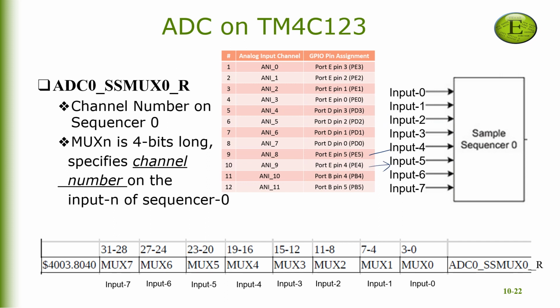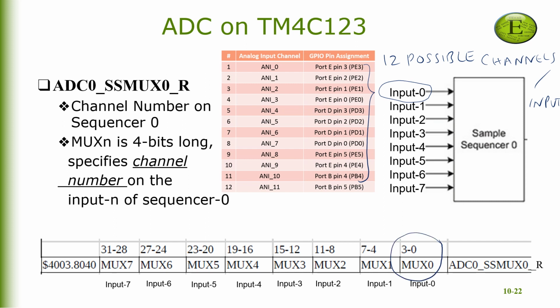For each input of the sample sequencer, we have as many as 12 possibilities. We have 12 possible channels per input. Therefore, to accommodate all possible 12 channels, we have 4 bits for input number 0. So this MUX0 really means input 0, 4 bits. If I say 3 here, it means that I'm connecting analog input channel number 3 to my input 0. And if I say 8, hex or decimal, it doesn't really matter, then I'm routing analog input channel number 8 to my input 0.